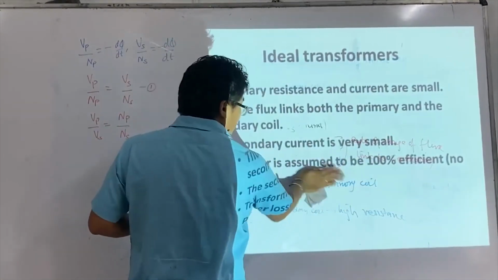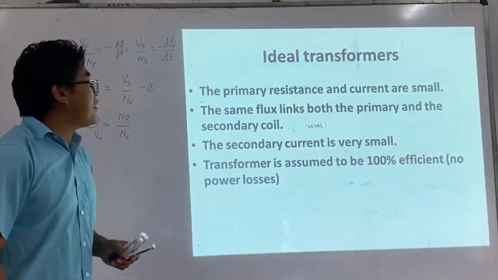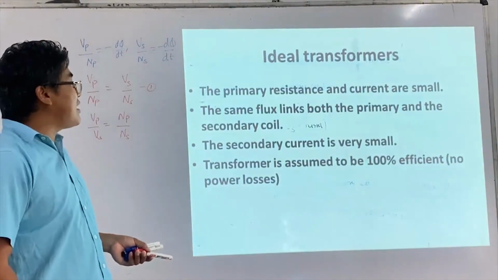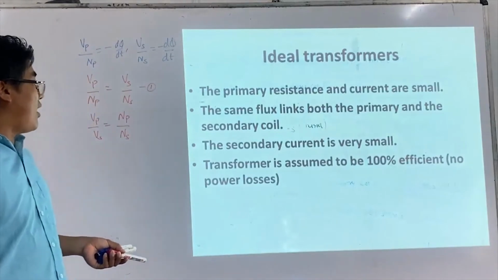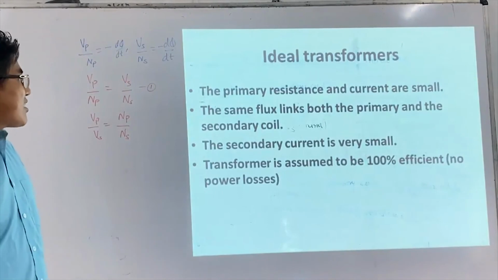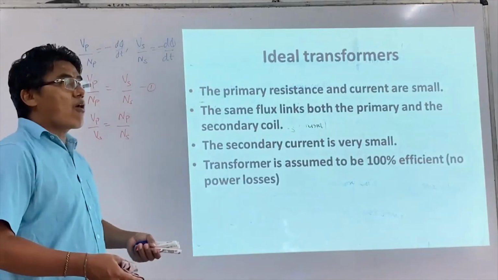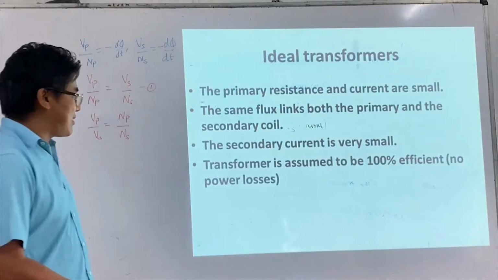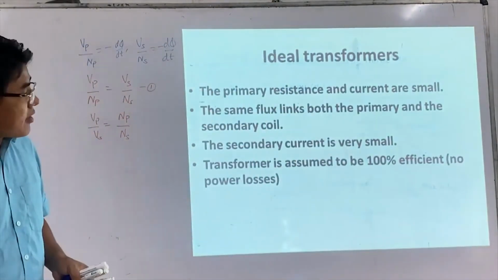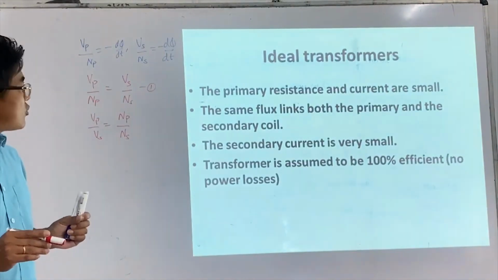So when I assume this, I assume that the transformer is an ideal transformer. So we say that primary resistance and currents are small for an ideal transformer. The same flux links both the primary and the secondary coils. These are the assumptions for an ideal transformer. And then the secondary current is very small. Why? Because the secondary coil is connected to a very high resistance. And one more I would like to add is the transformer is assumed to be 100% efficient. So there is no power loss.